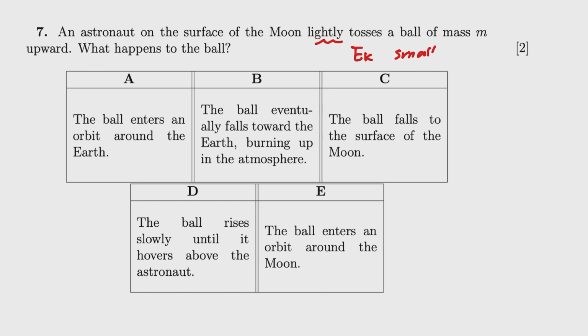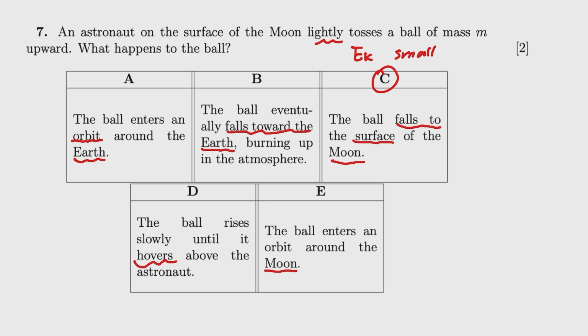But let's think like a physicist. We can see some words such as orbit, Earth, surface of the moon in those options. And here I would like to make an analogy. We know that the moon is orbiting around the Earth, and the Earth is orbiting around the Sun. So we can imagine what happens if we lightly toss a ball on the Earth. Obviously, the result is going to be that the ball falls to the surface of the Earth. So C should be the correct answer.